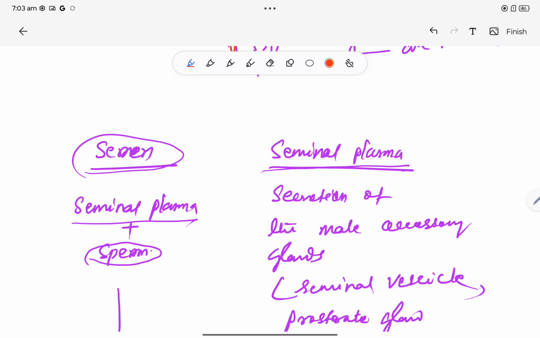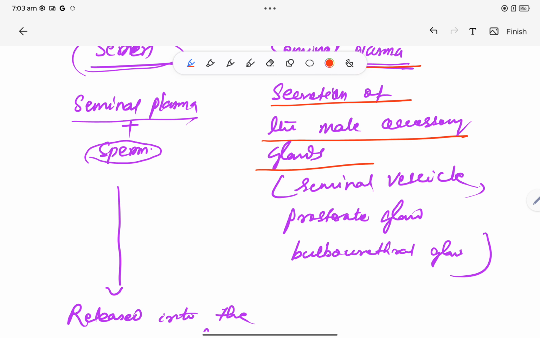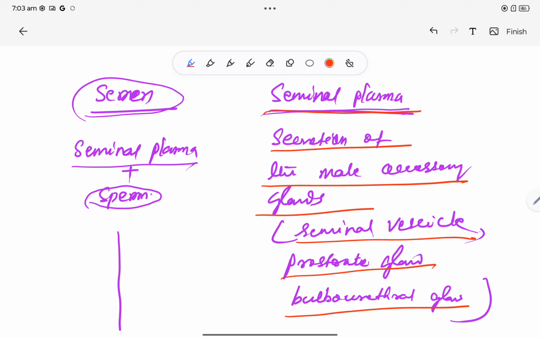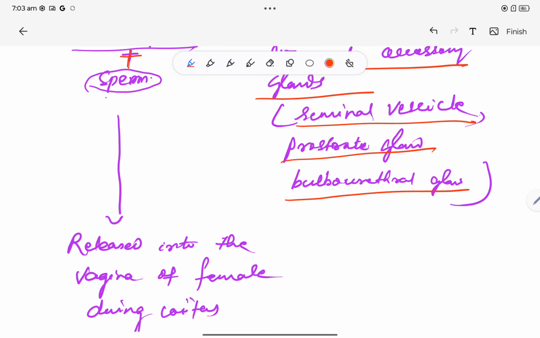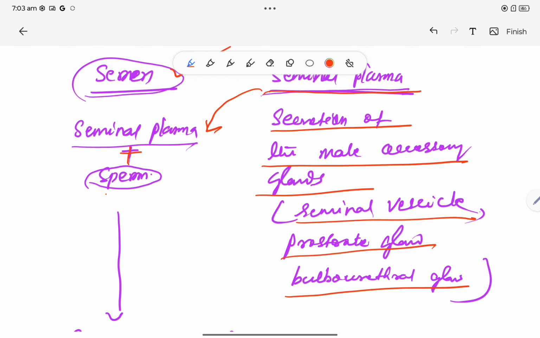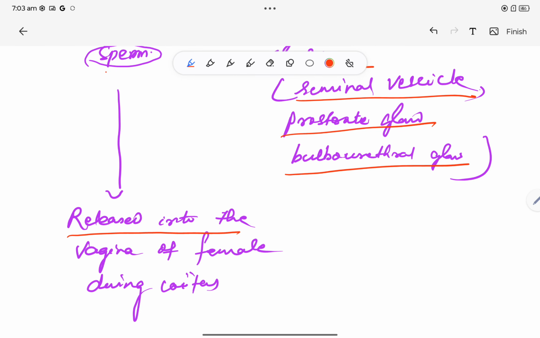Now let me tell you what semen is and what seminal plasma is. Seminal plasma we have already discussed. It is the secretion of the male accessory glands. And what are those male accessory glands? Seminal vesicle, prostate gland and bulbourethral gland. This seminal plasma plus the sperm secreted by the testes together form the semen. Now this semen is released into the vagina of the female during coitus.